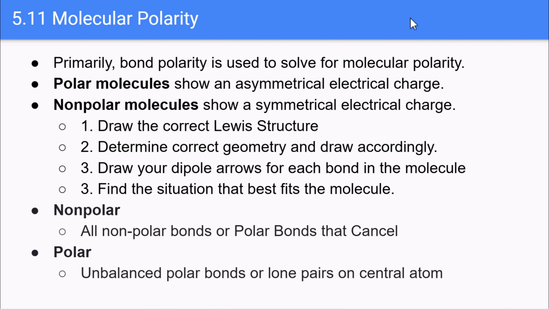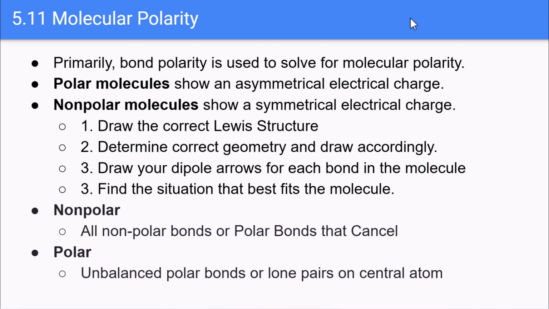Polar molecules show asymmetrical electrical charge, whereas nonpolar molecules show symmetrical electrical charge, meaning that the distribution of electrons is even. It can be a bit tricky to determine this. There are a few tips and tricks to going through and determining this, but how we follow this is very similar to what we've done previously.